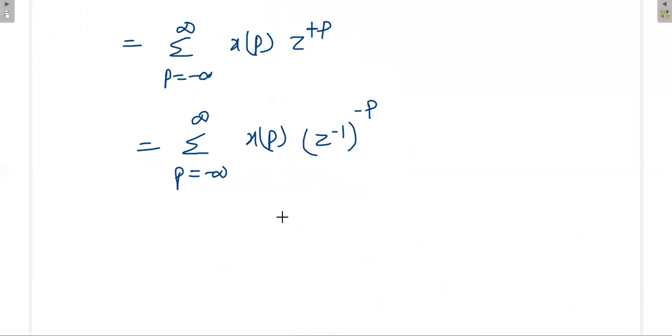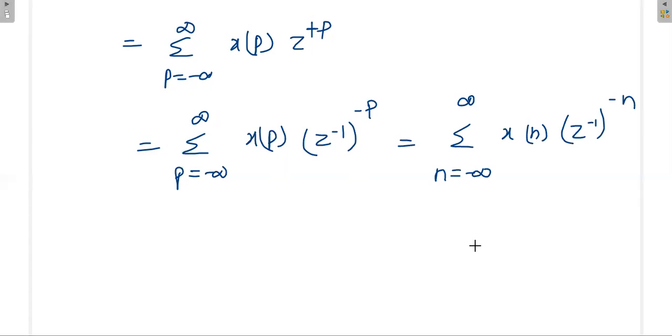Again, now we can replace with the variable n. That means n goes from minus infinite to plus infinite, x of n, z inverse whole power minus n. This we can write like x of z inverse. Whatever is present here, we write here, x of z inverse. Okay, thank you.